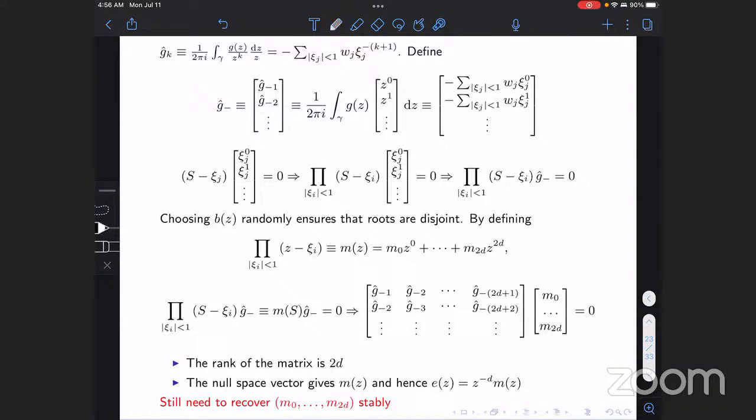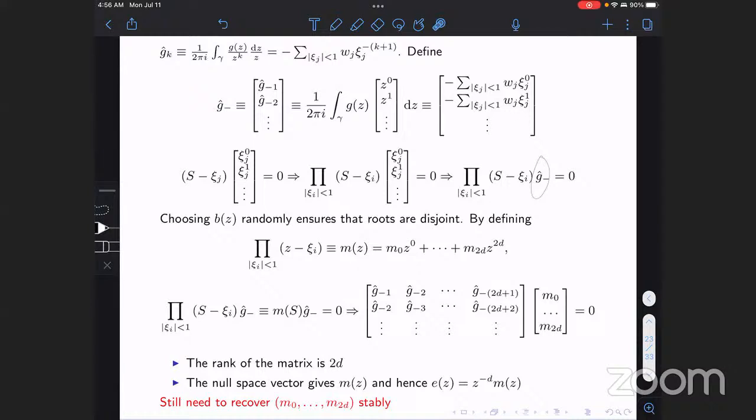But the key is that this thing here, we have access to it, because this corresponds to the Fourier transform of a function on the boundary of the circle, which we have access to, just equal to 1 over 1 minus a squared minus b squared. Now, by choosing the BZ randomly, we can ensure that all these roots are going to be disjoint, right? So therefore, we don't need to count the multiplicity, they're always equal to 1.